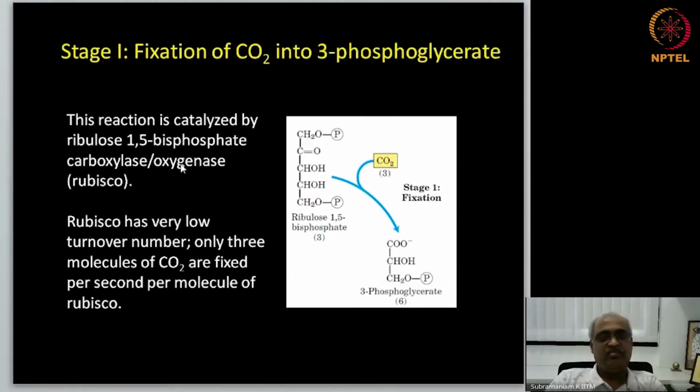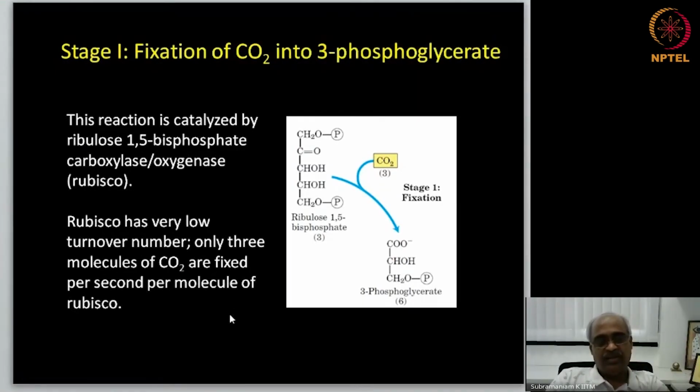But this is not that complicated. It's a long name, but it's very easy. It carboxylates this because carbon dioxide is fixed, and it is actually an oxygenation reaction as well, so it is an oxygenase. And this enzyme has a very low turnover. Okay, only 3 molecules of carbon dioxide per second. If you compare this with enzymes like peroxidase, catalase, etc., they catalyze several 100,000 molecules per second, whereas here the turnover number is low.